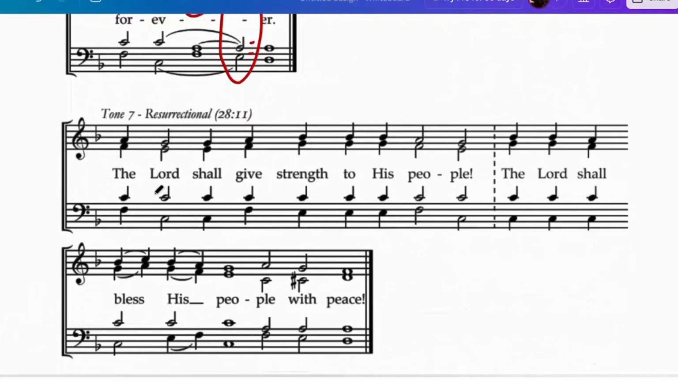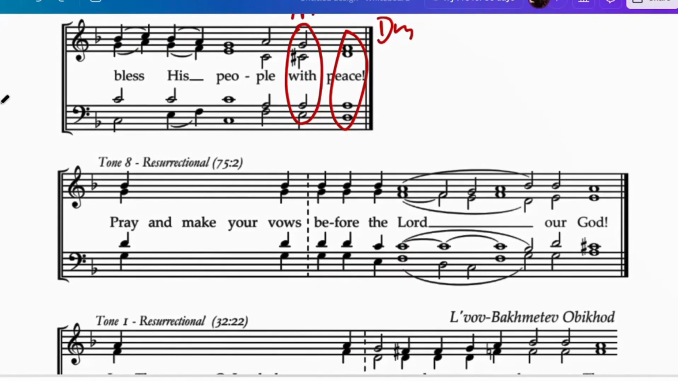We can also see that down here, right? So the Resurrectional Prokeimenon in Tone 7, same sort of thing. We've got that, which gives us an A7 again, which resolves to the D minor. But this starts, as you can see, on an F major.